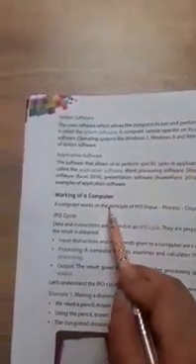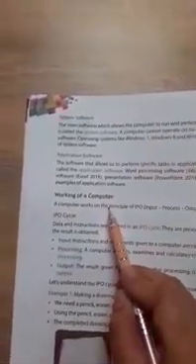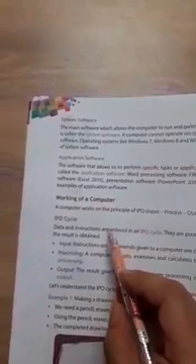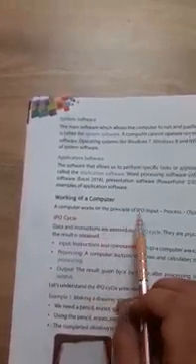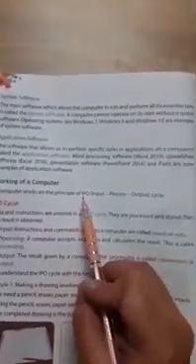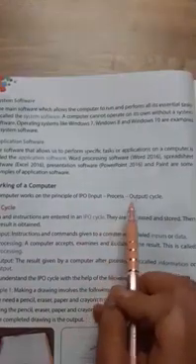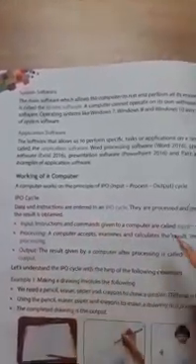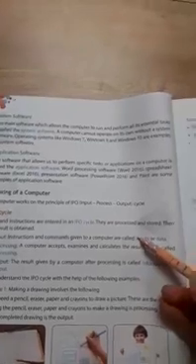Working of a computer. Now, how does a computer work? A computer basically operates on the IPO cycle. Now, what is the IPO cycle? See, a computer works on the principle of IPO. IPO stands for input, process, output, cycle. Data and instructions are entered in an IPO cycle. They are processed and stored. Then the result is obtained.